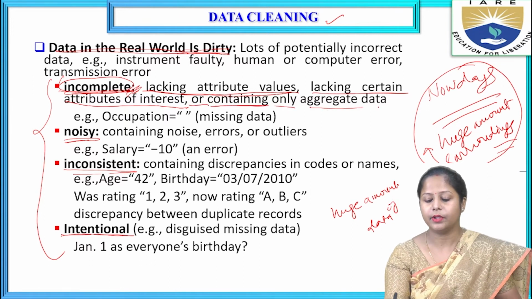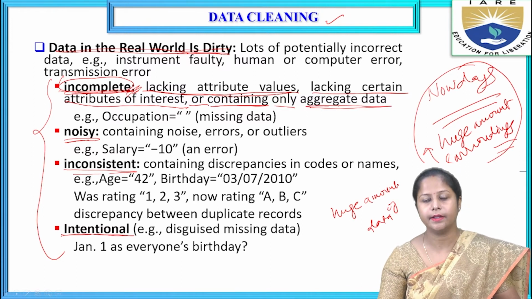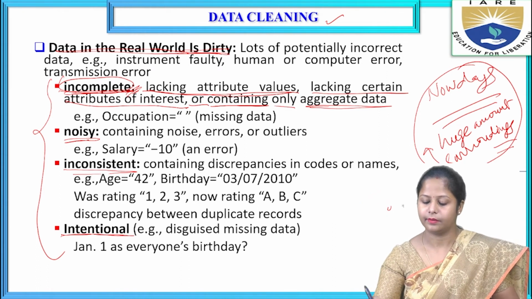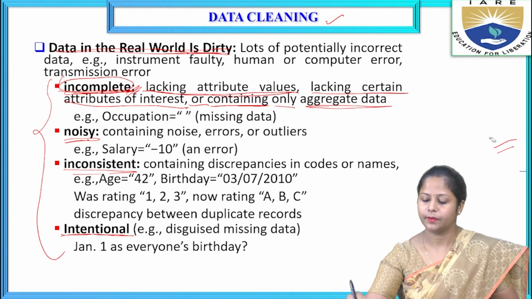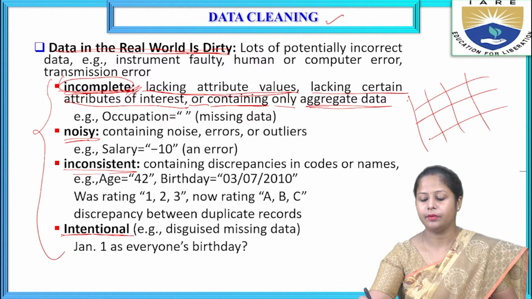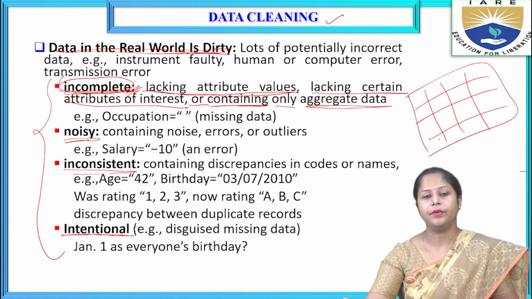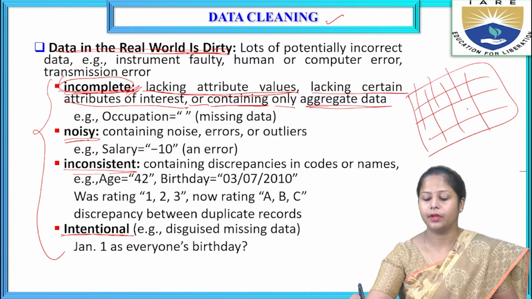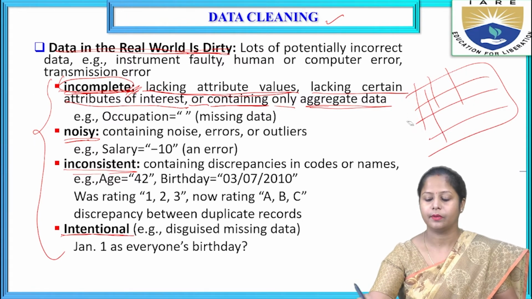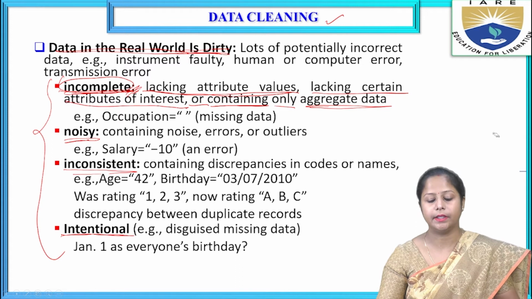Or it may contain only aggregate data. What is aggregate data? Data containing only aggregates. For example, if we have structured data and we need particular columns, but they are aggregated into only one column, that is also not useful for us. We call that incomplete data, so that also comes under incomplete data.